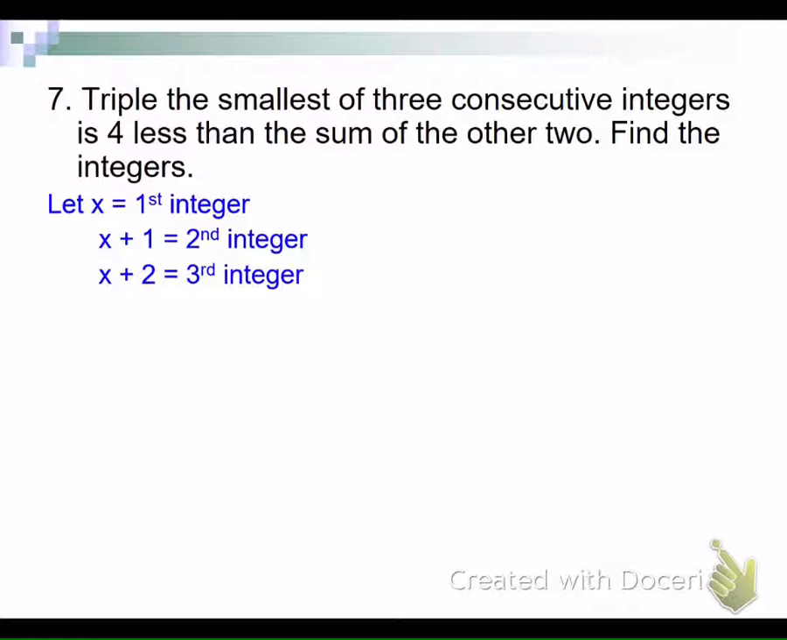Triple the smallest of these integers is. So what do I have so far? Triple. Multiply by what? 3. Which one's the smallest? The first one, right? So triple the x. How would I write that? 3x is. 4. No, is my what? The equal sign. So that's like the first break in the problem.